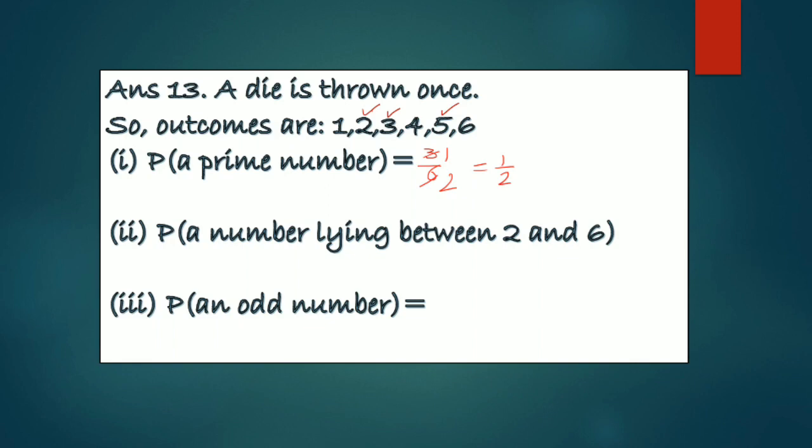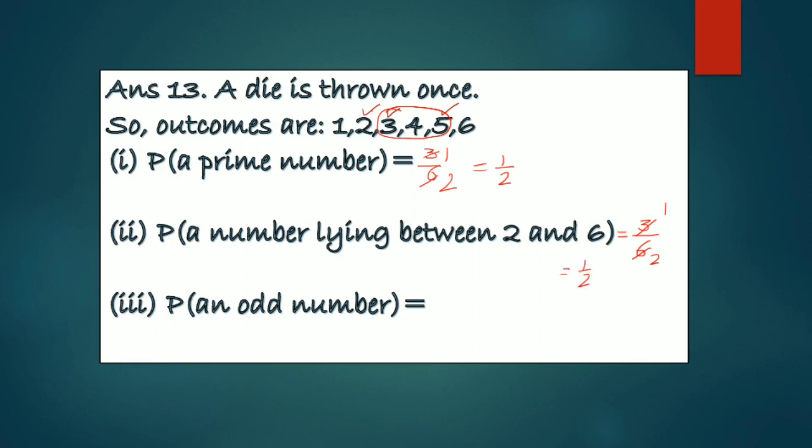Now the next part. A number lying between 2 and 6. Now these are the numbers which are lying between 2 and 6. So the favorable outcomes are 3, 4, 5. So the number of favorable outcomes is 3 and the total number of possible outcomes is 6. On simplifying this, we get the answer as 1 by 2.